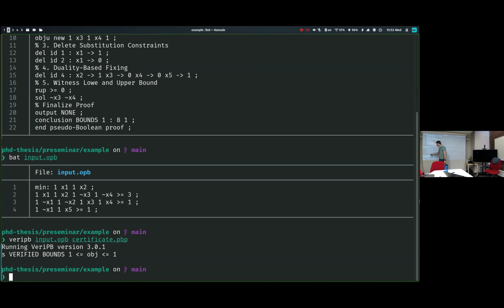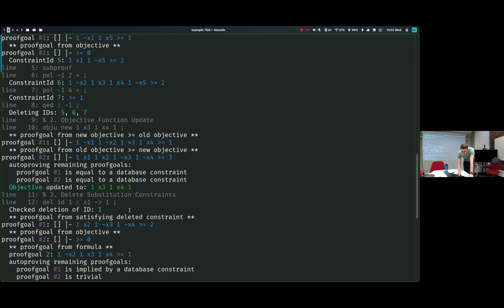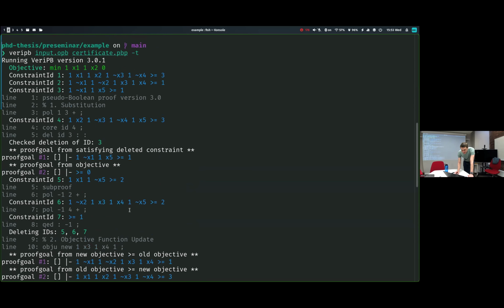First, we give the input problem in this OPB file. As the second input, we give the certificate. And then it says to us, verified the bounds, and the objective is between 1 and 1, which means it's 1. We can also have VeriPB give us more information on the steps that it did with the -t option, which gives us a trace of the checking. It tells us which constraints it introduced with which IDs. And here also the objective was updated at this line.